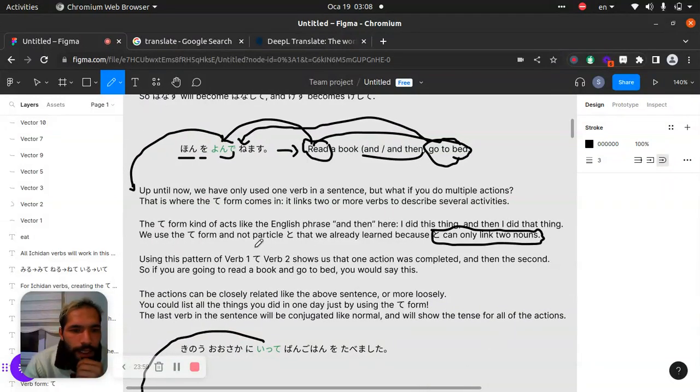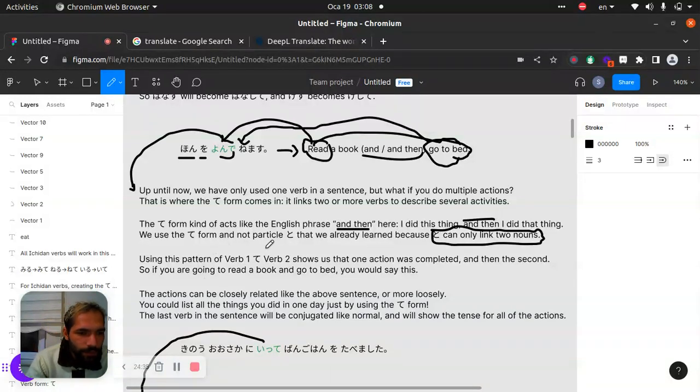The te form kind of acts like the English phrase "and then". As I mentioned before, te, de, shite, and ite make it like "and then", okay? When you add two verbs, you need to remove sometimes the roots, sometimes the endings. Here I did this thing, and I did that thing, and then I did that thing.